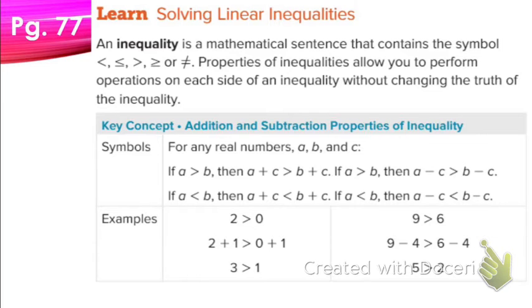Yeah, 2 really is bigger than 0. If I add 1 to both sides, I get 3 is greater than 1. Is that still true? 3 is bigger than 1. If I add something to both sides, my inequality stays exactly the same in between.